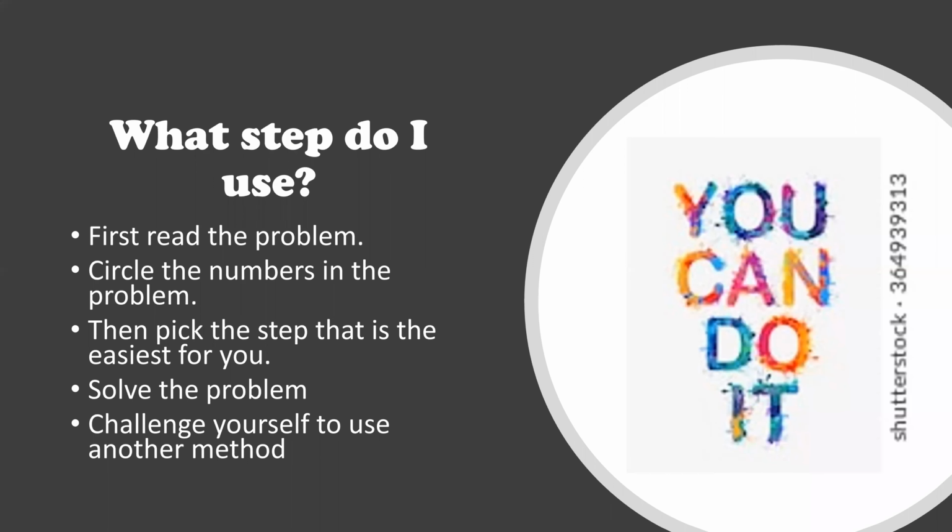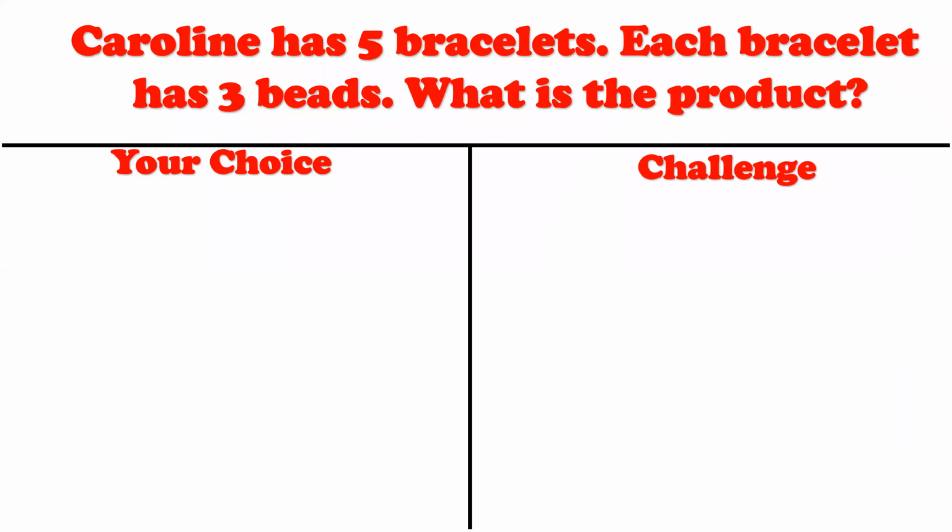So what do you do first? First, you read the word problems. Then I want you to circle the numbers in the word problem. Then pick the step that is the easiest for you. And last, challenge yourself to use another method. So let's do this one together.